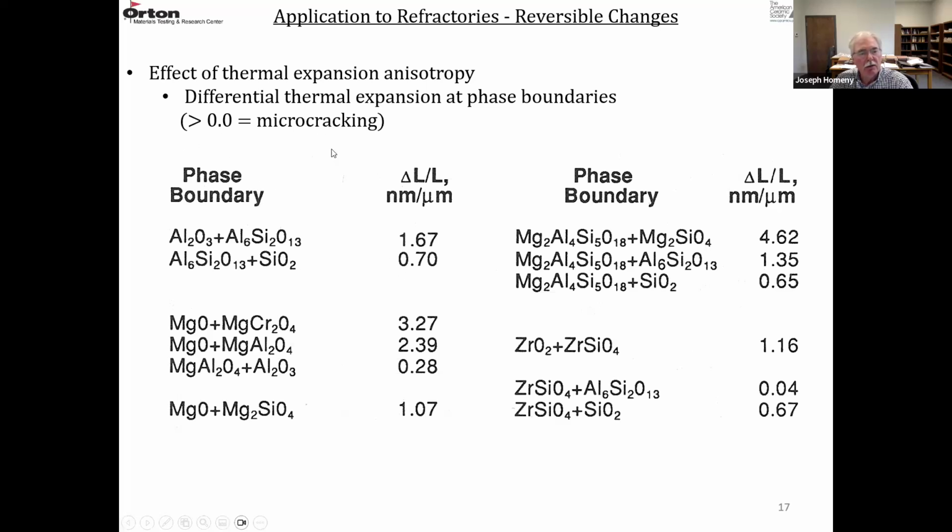So anytime delta L over L is greater than 0, you have the chance for microcracking. And I mentioned alumina and mullite and silica, MgO and forsterite. Here's zirconia and zircon. You can see that all of these have a delta L over L greater than 0, so they'll have the potential for microcracking.